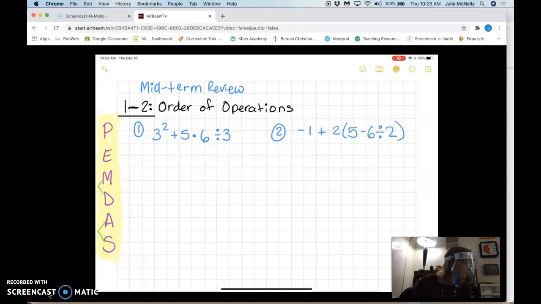Wait, isn't it the 2? Yes. Oh, it's the 2. We have an exponent, so that's the one I'm going to solve first. What is 3 squared, which is the same as 3 times 3? 9. Good. So I'm going to write the 9.